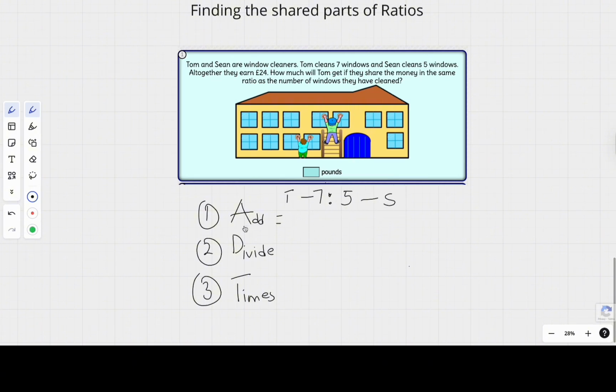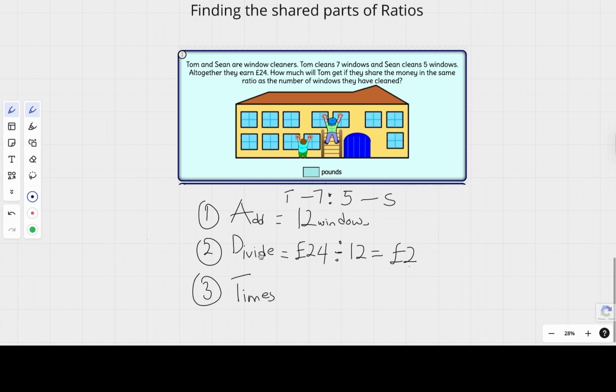So first of all, your first step, you're going to have to add the ratios. If you add the ratios, 7 plus 5 gives you 12. So it means they end up cleaning 12 windows in total. And the second step, you're going to have to divide the amount that they are getting, which is 24. Altogether, they earn 24 pounds. So you divide 24 by the number of windows they clean to get the rate for cleaning just one window, and that is going to give you £2.